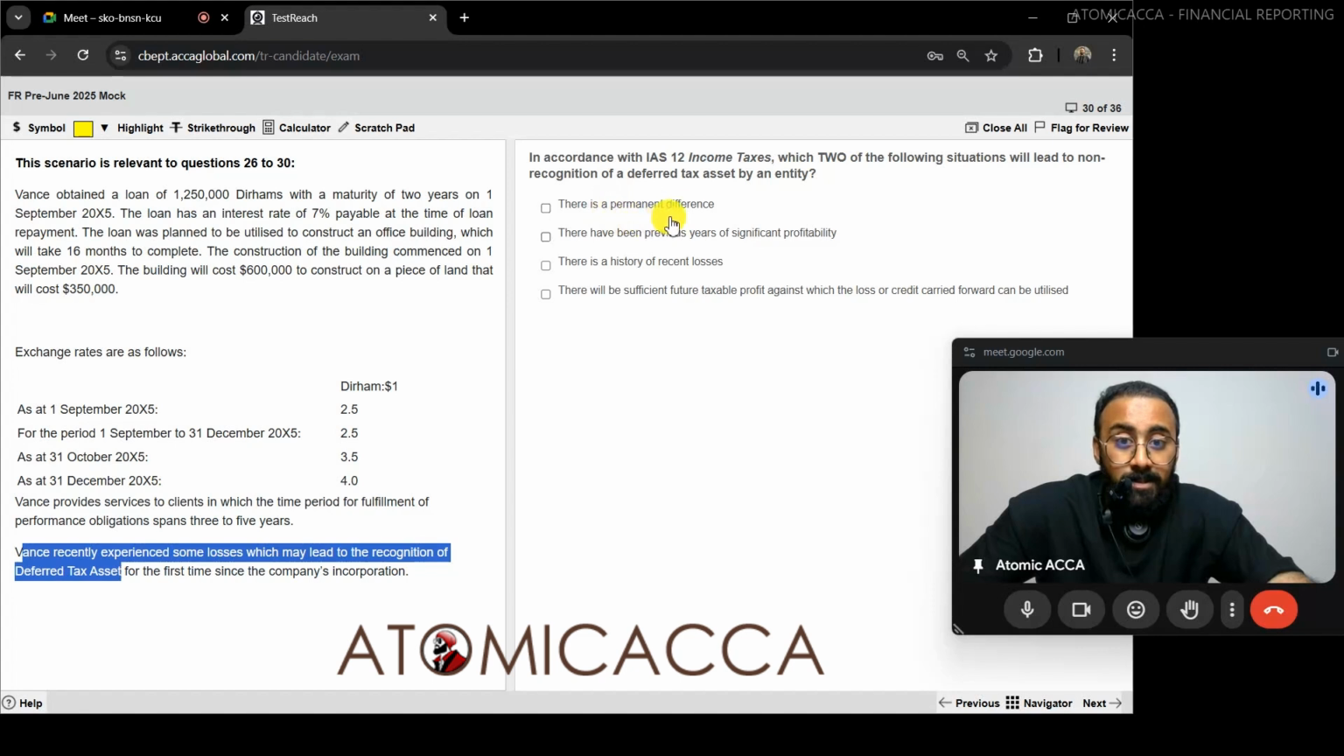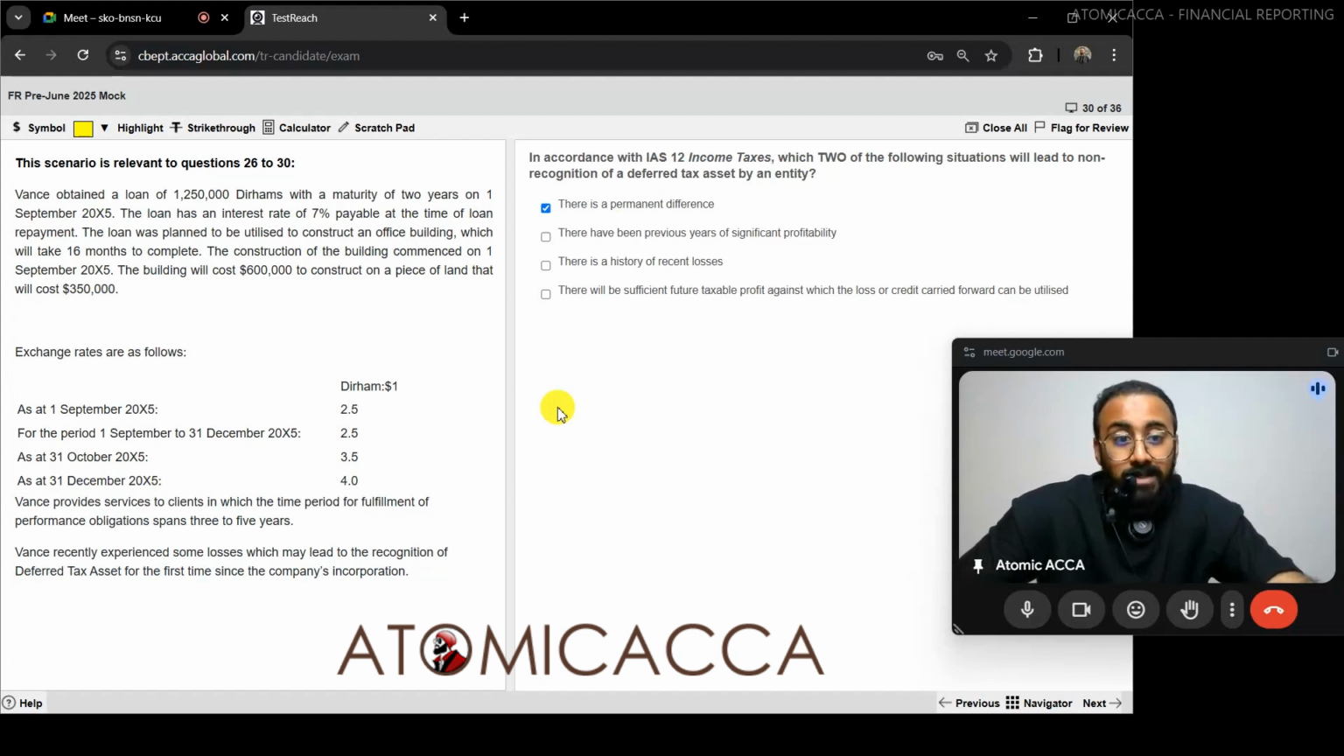Next, there is a permanent difference. Correct, no deferred tax asset. The deferred tax concept itself happens only if there is a temporary difference, which will get reversed later on. So if it's a permanent difference, there will not be any deferred tax implication there. Now we have to find one more.